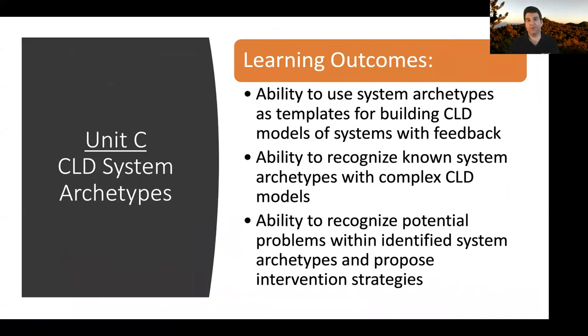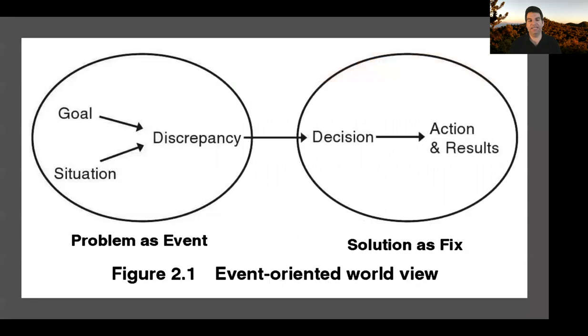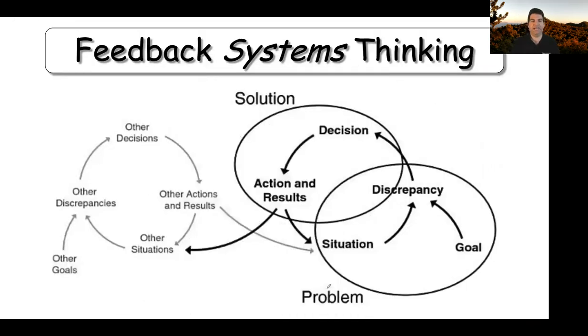So then we moved into Unit C, and that's where we really started to get into true systems thinking and the ability to use system archetypes to think systematically about larger combinations of feedback loops that pop up in these CLDs. And so this idea that we were railing against the event-oriented worldview, so try to understand the contrast between the event-oriented worldview and feedback systems thinking. This idea in feedback systems thinking that you not only consider the problem and a potential solution, but also potential side effects of that solution that themselves create feedbacks back onto the problem. So that's the idea of feedback systems thinking.